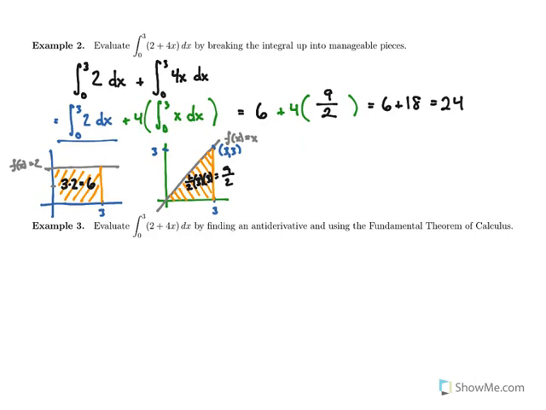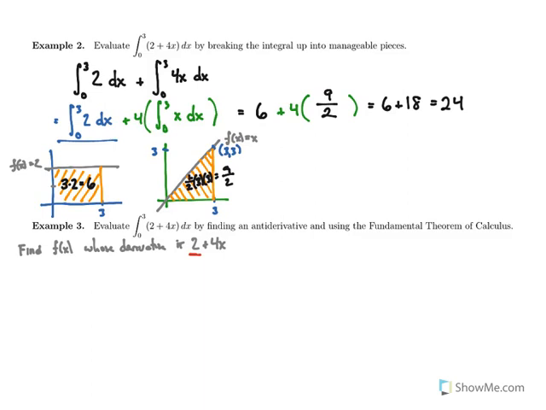Now we're going to do this problem again, and this is probably how we're going to do this problem usually, by finding an antiderivative. The reason we're not really doing this all the time yet is because that's chapter 6 material, but it's good to get some practice with it early on. So we need to find an antiderivative. That is, we have to find a function whose derivative is 2 plus 4x.